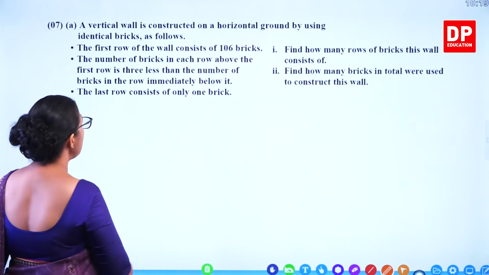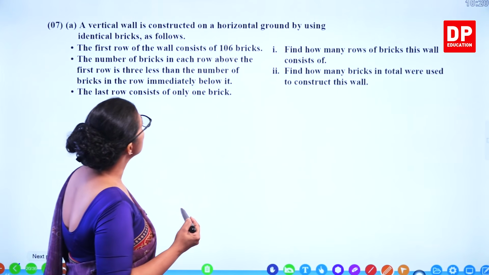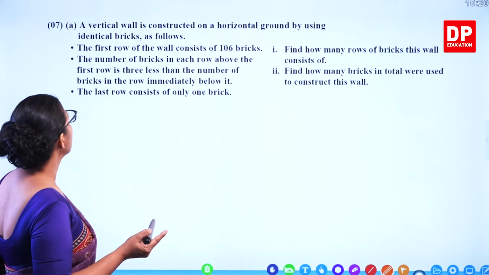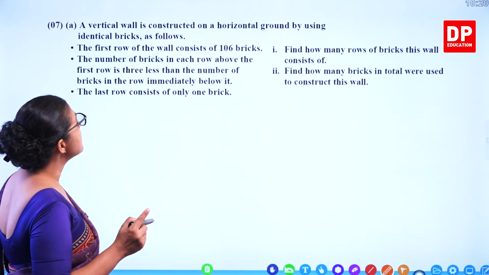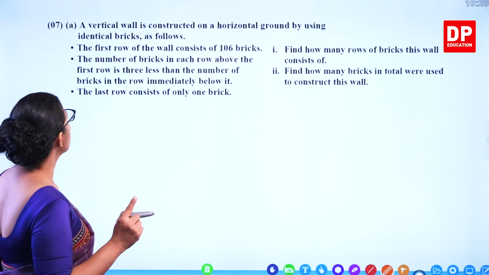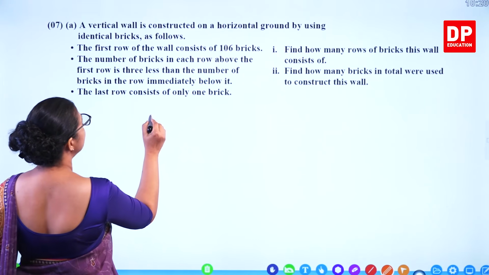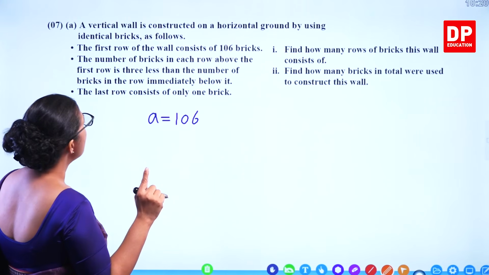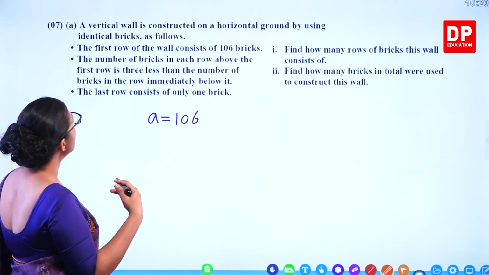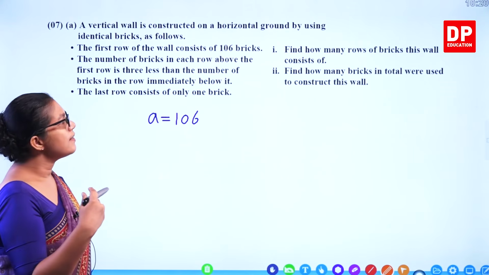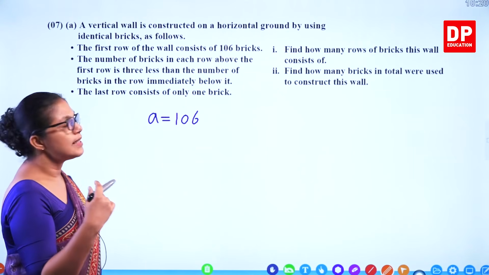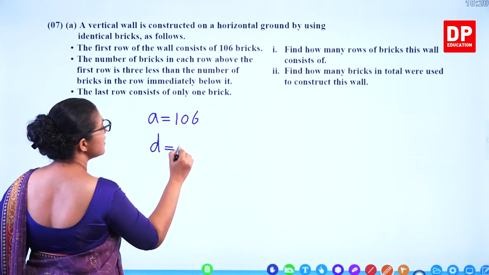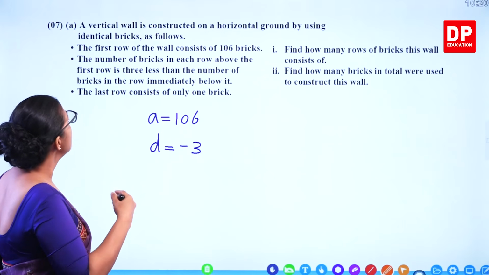A vertical wall is constructed on a horizontal ground by using identical bricks as follows. The first row of the wall consists of 106 bricks. So the first term is 106. The number of bricks in each row above the first row is 3 less than the number of bricks in the row immediately below it. So reducing. So what's the common difference? That's -3 because it's decreasing.